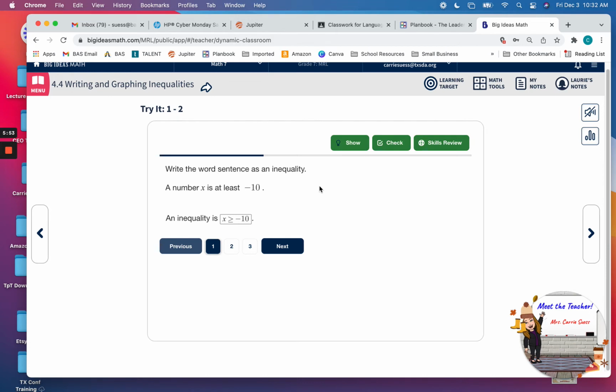Because it can't be less than negative 10. When you hear "at least," you have to think in your head, I can't go anywhere less than that, negative 10, but I could equal negative 10. Great question.